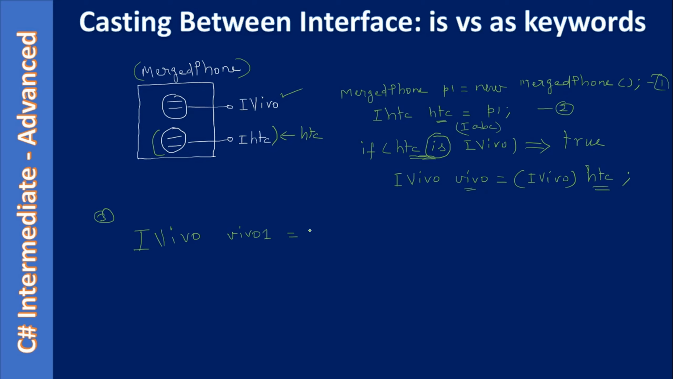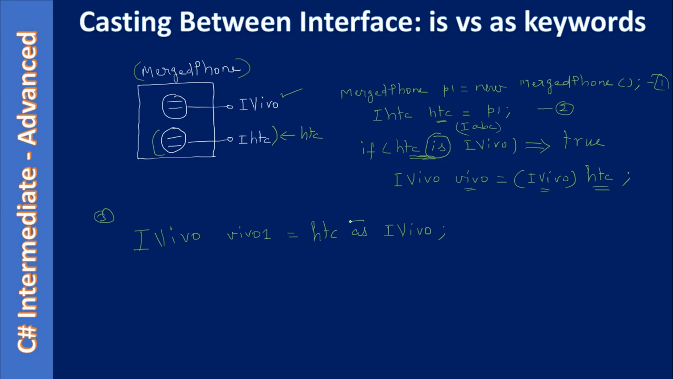If you see HTC already available, we can use HTC as iVivo. Here we performed the typecasting explicitly, but the usage of the is keyword is to check whether the actual heap object, that is the merged phone instance, supports the iVivo interface. So that's how we used this is keyword. So I have the iHTC reference, and using that I'm checking whether the object pointed to by this iHTC is also a supported iVivo object. That means that object implements the iVivo interface also. So that's what we are checking. Here it returned true because it supports iVivo.